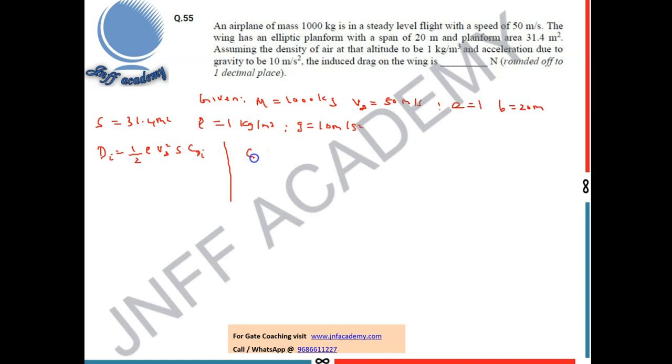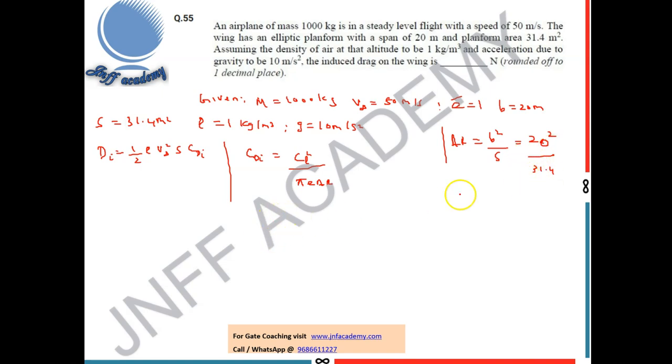Now let's calculate CDi. They have asked for the induced drag on the wing, so CDi is enough, not CD. CDi is equal to CL square by pi e AR. Since it's an elliptical planform, e is equal to 1. Aspect ratio is very easy to calculate. AR is equal to b square by S. What is b square? b is 20, 20 square divided by what is S? 31.4. So this is the aspect ratio.